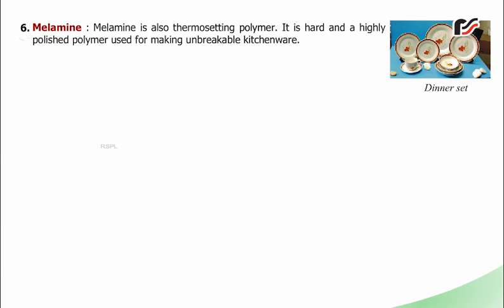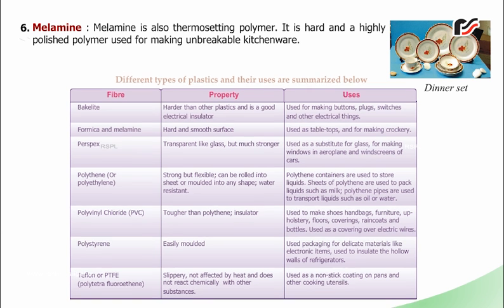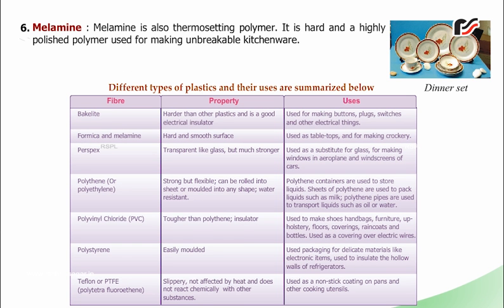Number 6, melamine. Melamine is also a thermosetting polymer. It is hard and a highly polished polymer used for making unbreakable kitchenware. See the different types of plastics and their uses summarized below.